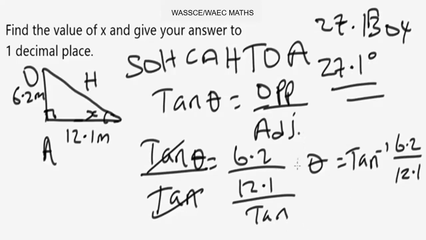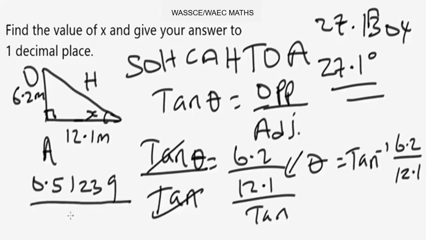Now, note that if you are confused with what happened here, you can choose to break this down. First, 6.2 divided by 12.1. So when you do it on the calculator, you're going to have 0.5123. Keep having your calculator decimals. Let's stop at this point. All right, so it will now be tan inverse of this.